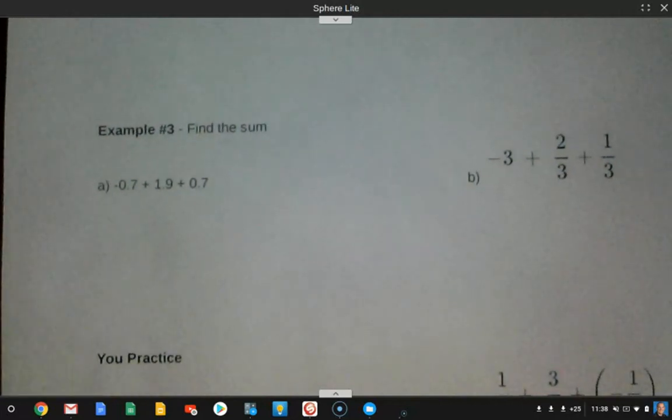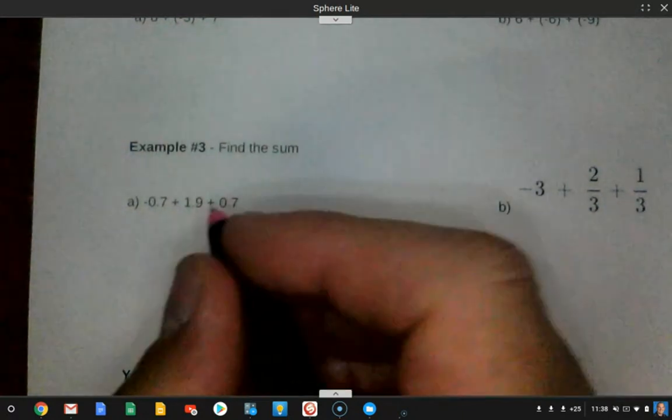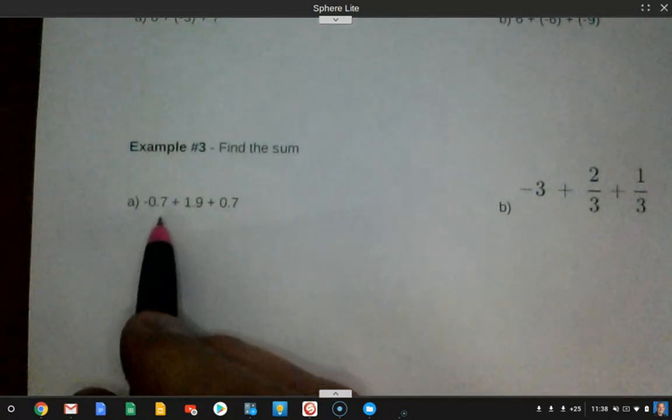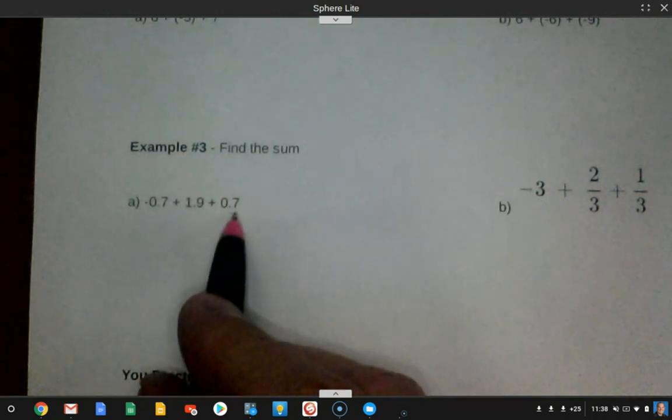So in example 3, now we have some decimals and we have some fractions. If we do it, there's a couple different ways. We could use a calculator, or if you notice, negative 0.7 and plus 0.7, those are opposites.